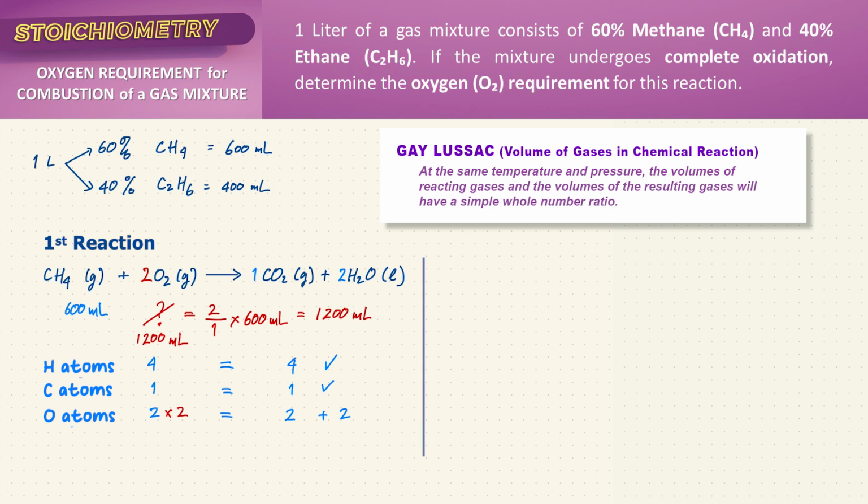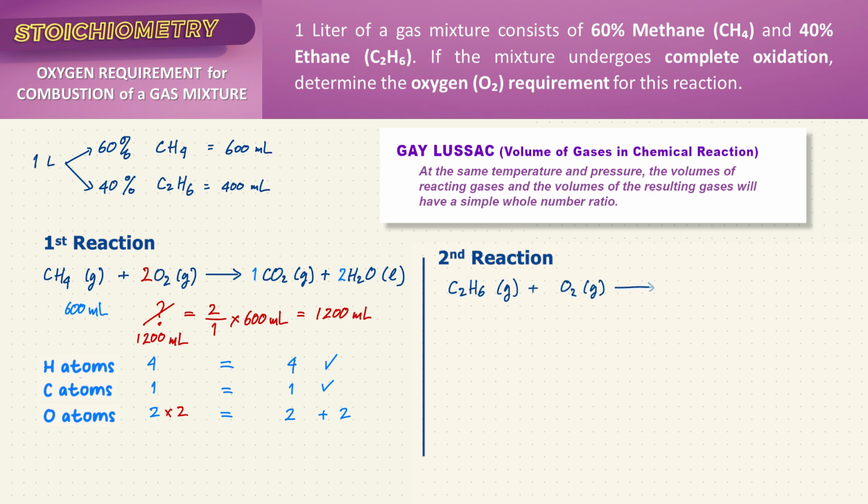Next, let's proceed to the second compound, the ethane. Ethane in gaseous form reacts with oxygen O2 in gaseous form, producing carbon dioxide CO2 in gaseous form and water H2O in liquid form. Before analyzing, we need to balance this reaction. First, we will check the hydrogen atoms. On the left side, there are 6 hydrogen atoms, while on the right side, there are 2 atoms. Since it is unbalanced, we need to multiply the right side by 3, making the coefficient of H2O equal to 3.